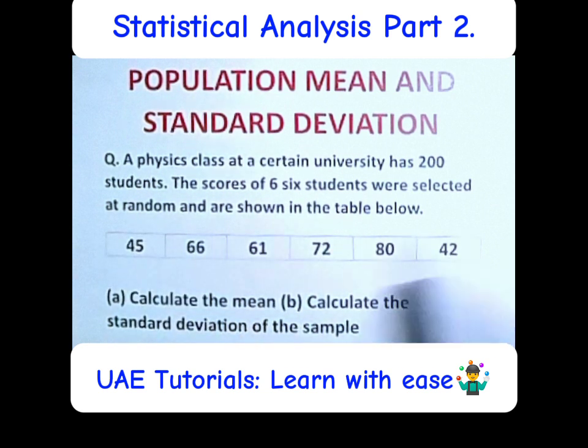Here are the scores. Now calculate the mean. A, calculate the mean, and B, calculate the standard deviation of the sample. It's very easy. Let's watch out.